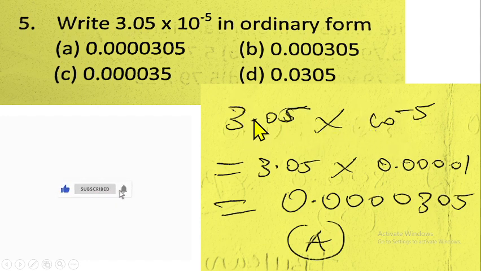That means you move the decimal point 5 times to the front. You are moving this decimal point because you have 10 raised to the power minus 5 here. That means you move the decimal point 5 times to the front: 1, 2, 3, 4, 5. Then wherever you stop, you put the point there. You now write another 0 at the front.